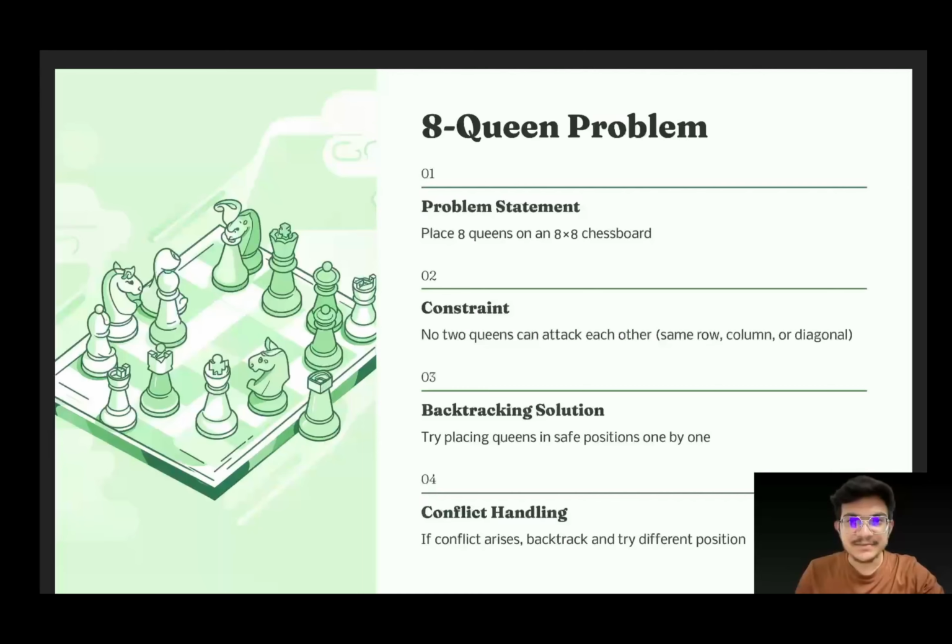So we take an example of 8 queen problem. The 8 queen problem is a classical example of backtracking. The goal is to place 8 queens on an 8 by 8 chessboard such that no two queens attack each other. This means no queens should be in the same row, same column or same diagonal. We place queens one by one in safe positions. If at any point a conflict occurs, we backtrack and try a different position. This continues until all queens are placed correctly. This problem clearly shows how backtracking explores possibilities and eliminates invalid ones.